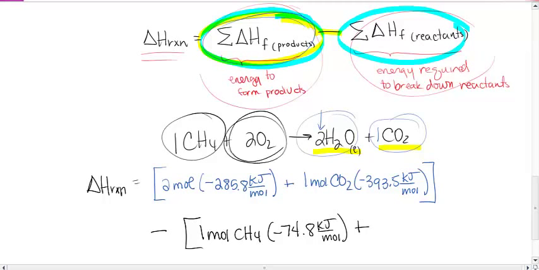Plus, notice I have 2 oxygens, so 2 moles of oxygen. And now look at your chart, and here's a problem. O2 is not on the chart. What are you going to do?